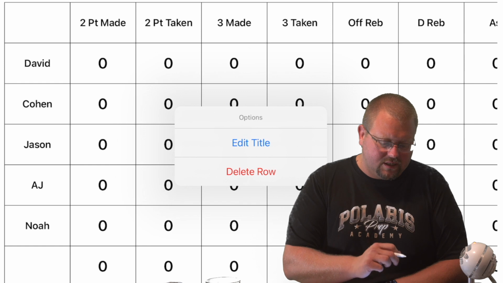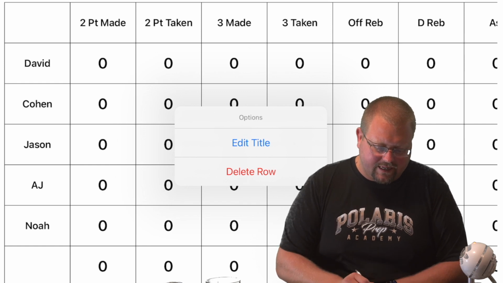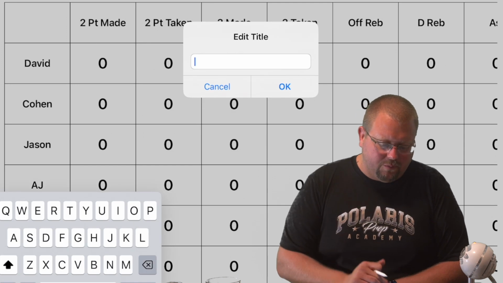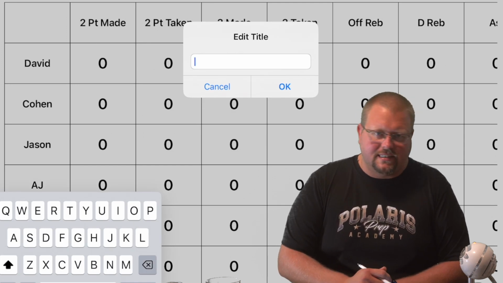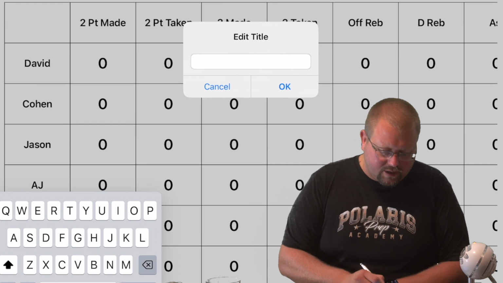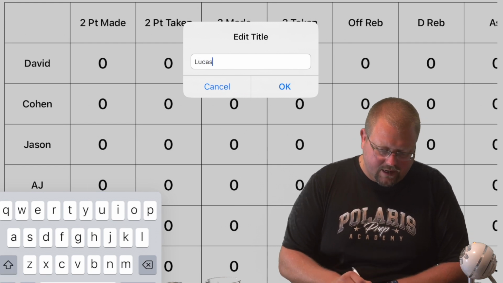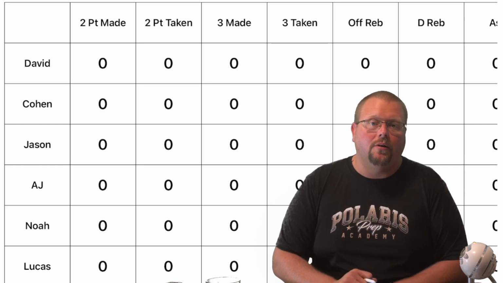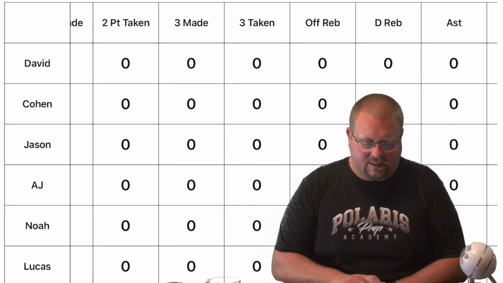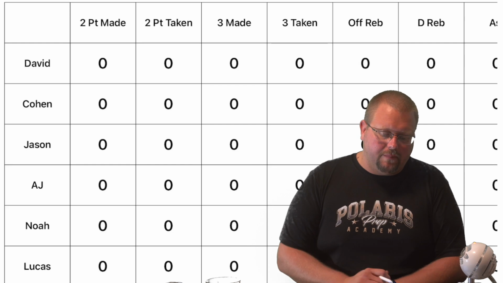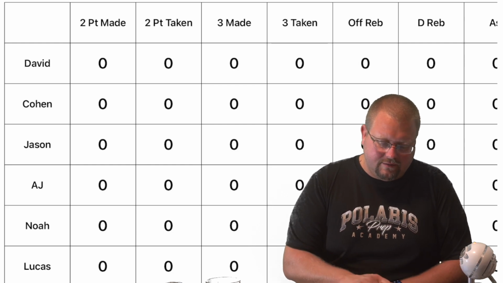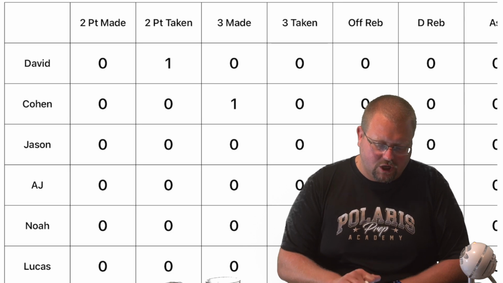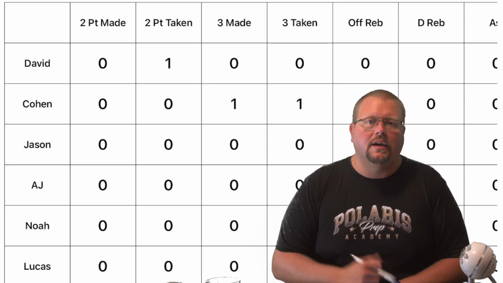So this was the box just under Noah's name that I clicked, and here I can edit the title, and then a keyboard pops up, and I can say, for example, let's put Lucas. I could put Lucas's name here, and at that point now we can go into a game and keep track of stats. So I can have a parent say, okay, hey, David took a mid-range shot, he missed. Cohen took a three-point shot and he made it. There we go. We can add this up.